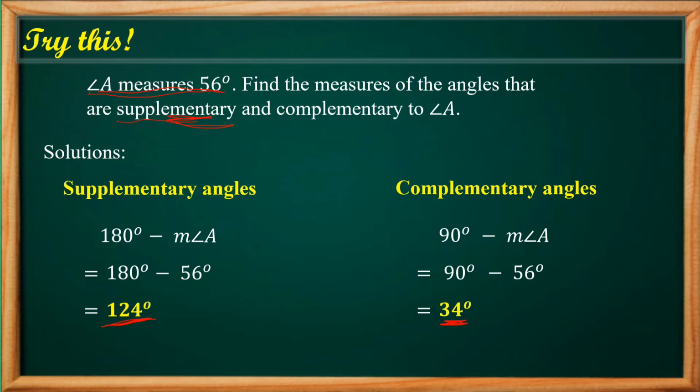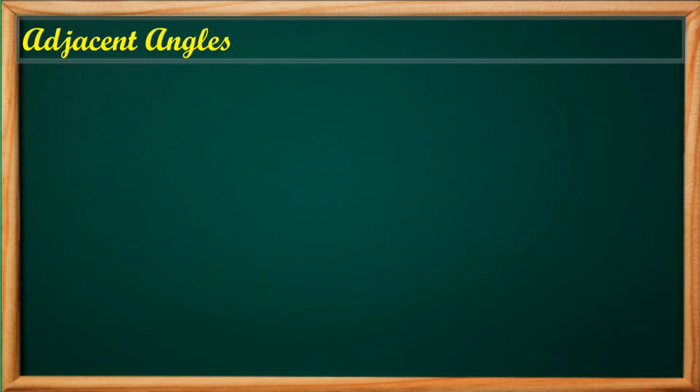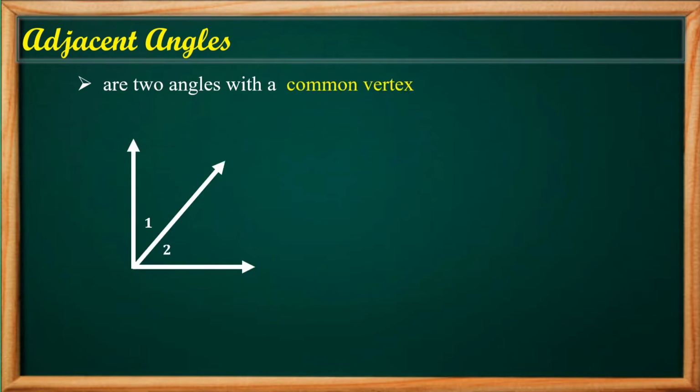Now, let's proceed to another angle pair. The next angle pair that we will discuss is the adjacent angles. Adjacent angles are two angles with a common vertex. For example, we have here point E. We have two angles, angle 1 and angle 2, and their common vertex is point E. Again, they have a common vertex. Then the next one, they have a common side. For angle 1 and angle 2, we have this side.